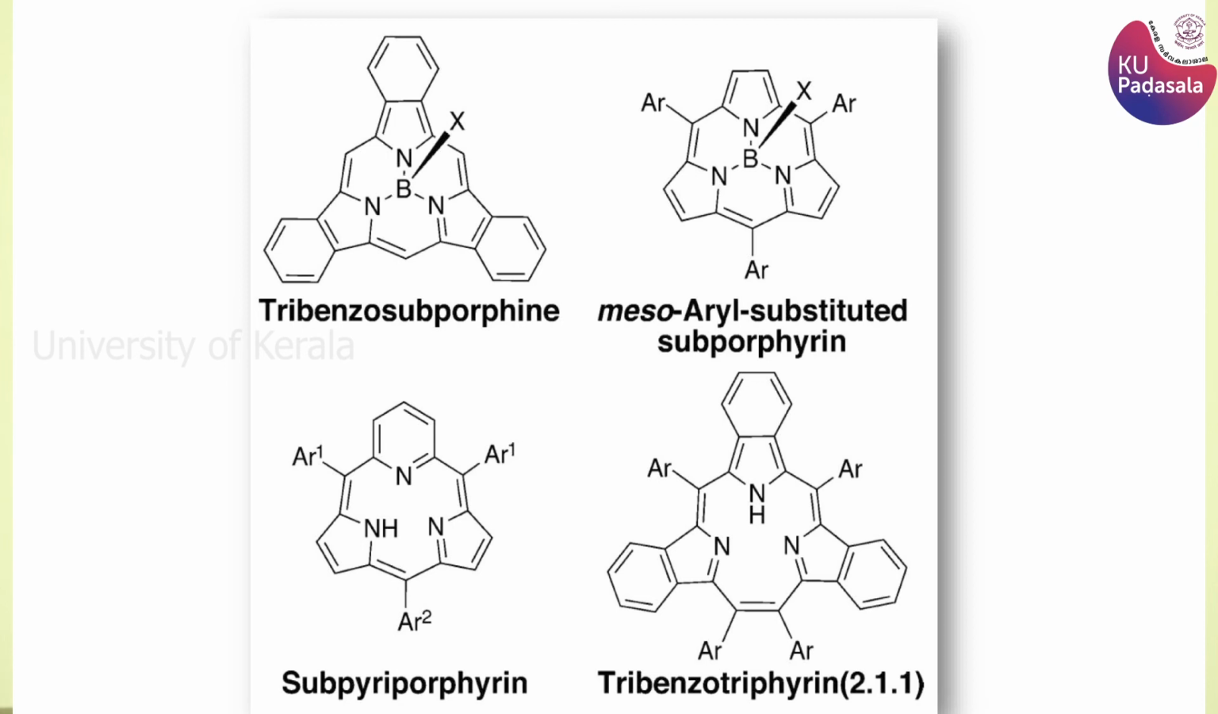Normally, instead of the 18 pi electron system in normal porphyrin, in the case of contracted porphyrin it is, say, a 14 pi electron system. So there are the meso-aryl substituted subporphyrins, and pyriporphyrin, where instead of pyrrole we have 1 unit of pyridine, and in the subporphyrin structure, a tribenzo triphyrin. So different contracted porphyrins are also possible, and that will give different properties. These are just an outline of what different synthetic modifications are possible.